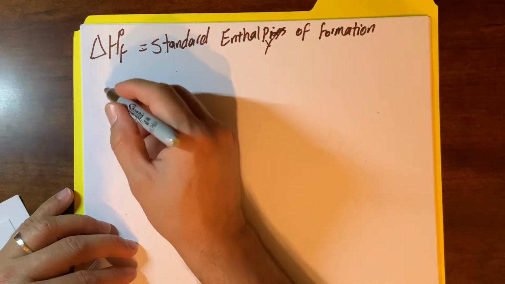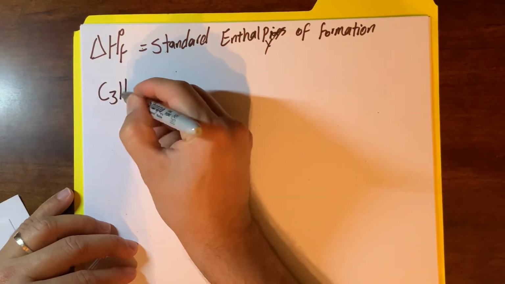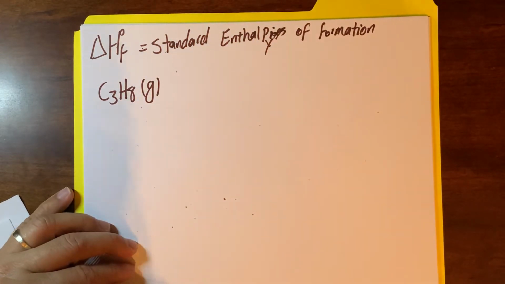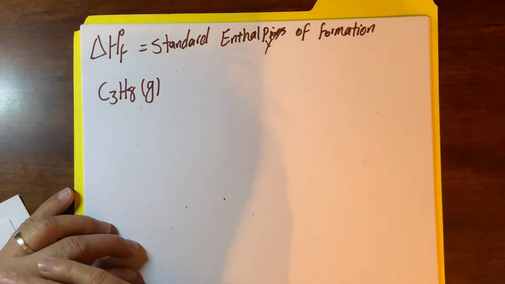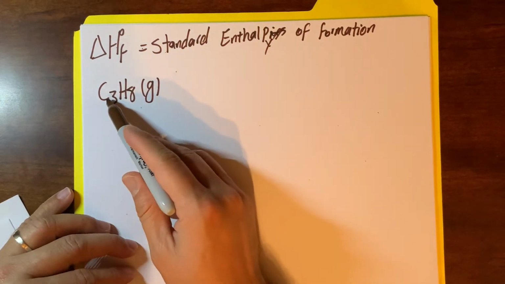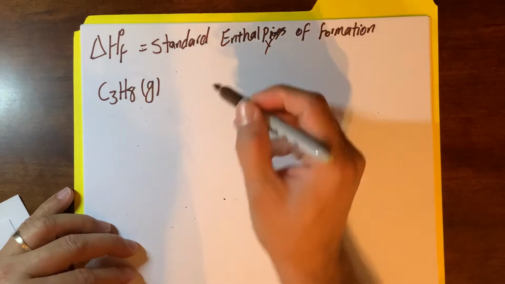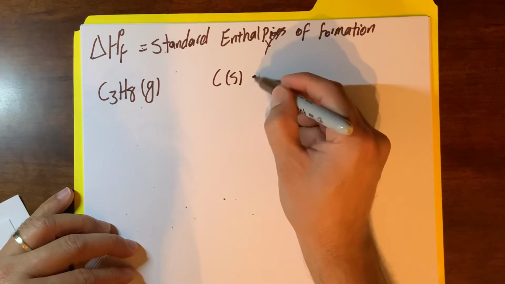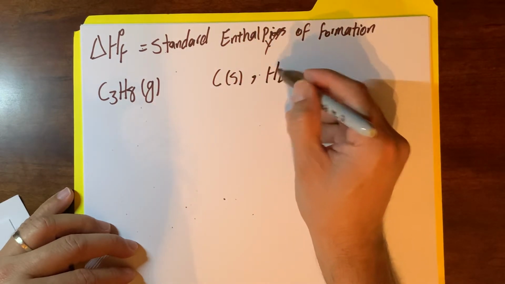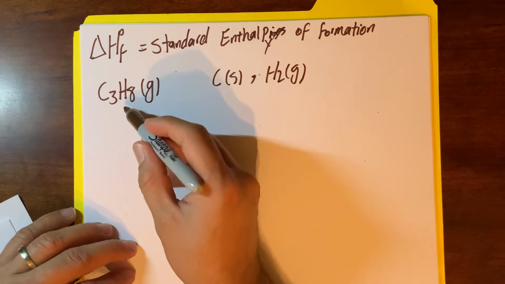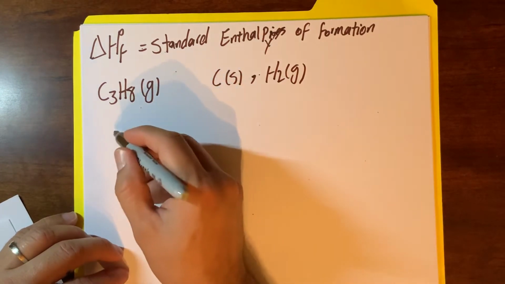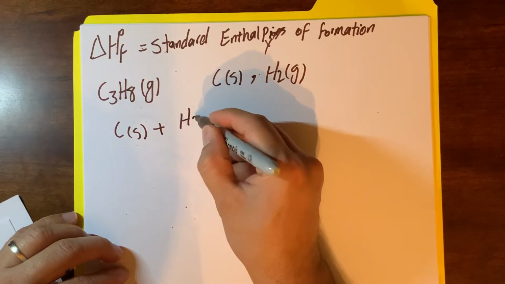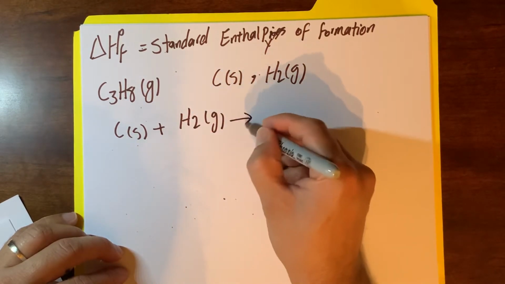Example, I go with C3H8. I know this compound is gas and we call it propane. I want to form this compound by using elements of carbon and hydrogen. The most stable form of carbon is solid, and for hydrogen is H2 gas. You want to build C3H8, you go with C solid plus H2 gas.